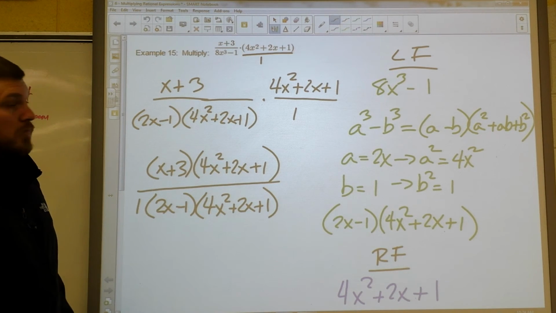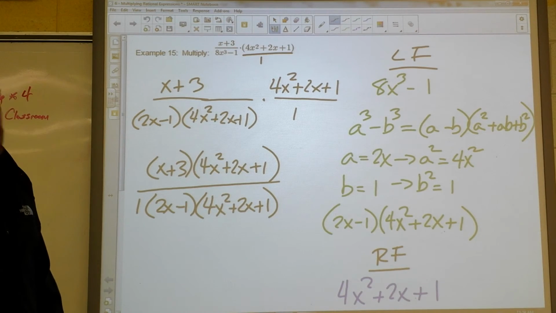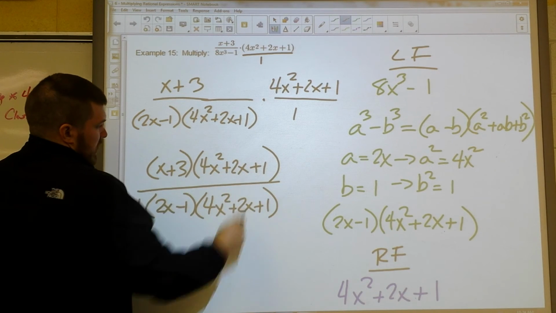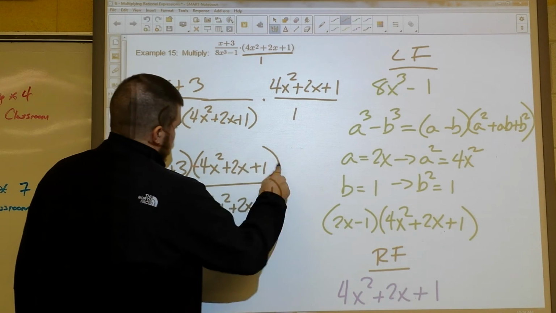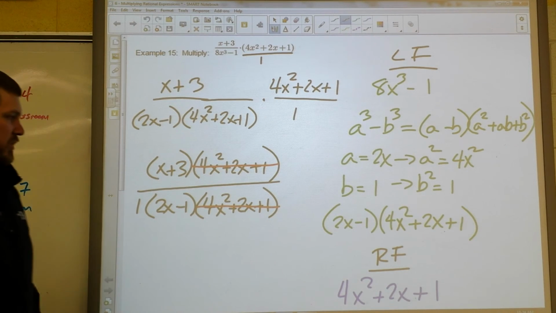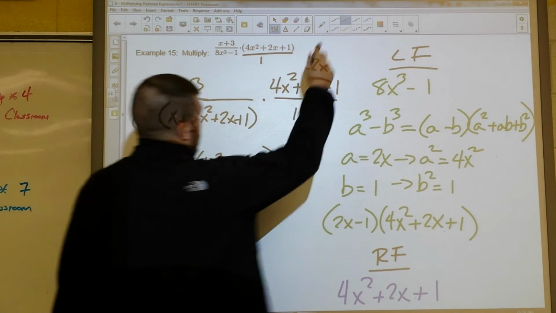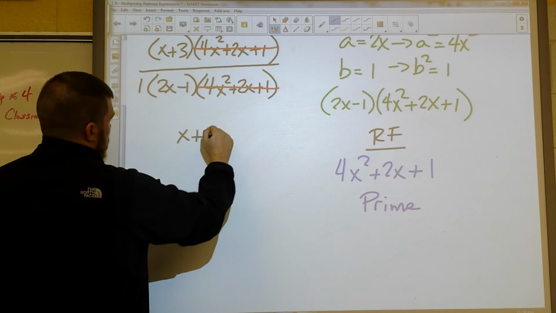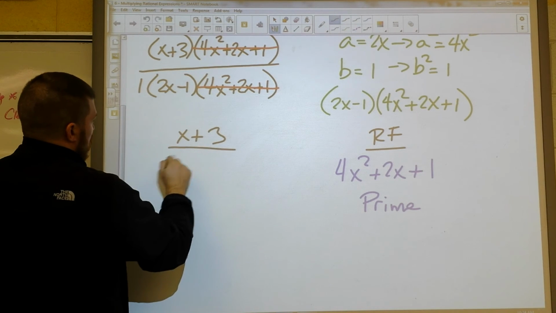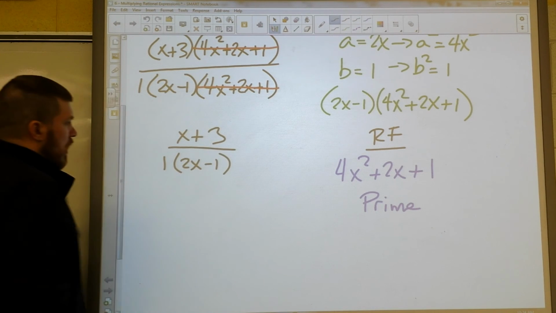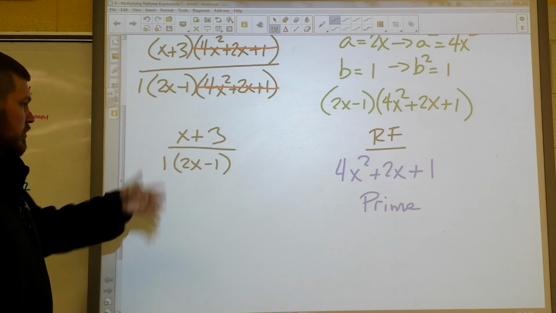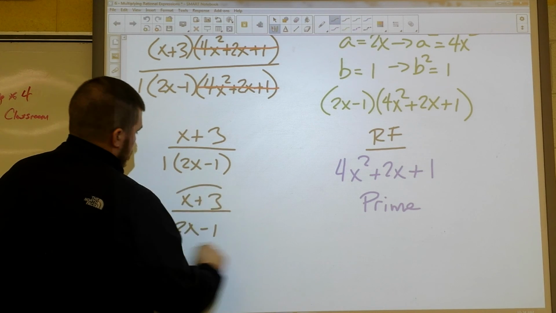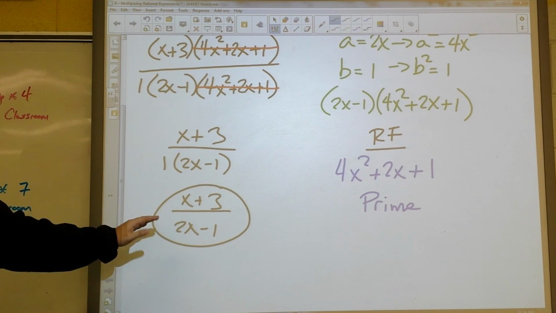All right, so now I'm going to go back and try to cancel things out by looking for identical pieces on top and bottom. Okay, obviously I have 4x squared plus 2x plus 1 on top and bottom, so this piece and this piece will cancel out because they're identical, but nothing else will cancel out. So my problem now becomes x plus 3 on top. On bottom, I have 1 times 2x minus 1. On bottom, that's just distributive property, so you could say x plus 3 stays on top, and then 2x minus 1 stays on bottom. That's as much as you can do, so final answer.